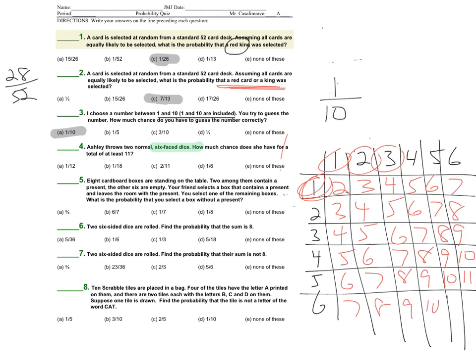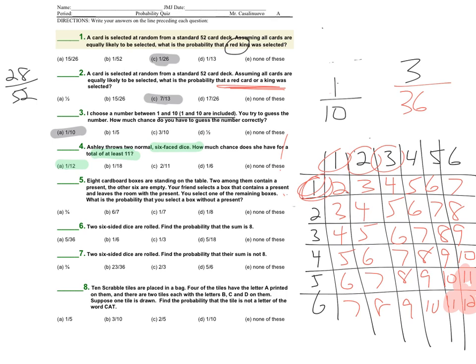So in problem number 4, there's 36 total outcomes. How many of them are at least 11? Well, the 2 11s are at least 11, but also the 12 is at least 11. So there's 3 favorable over 36 total, which reduces to 1/12.